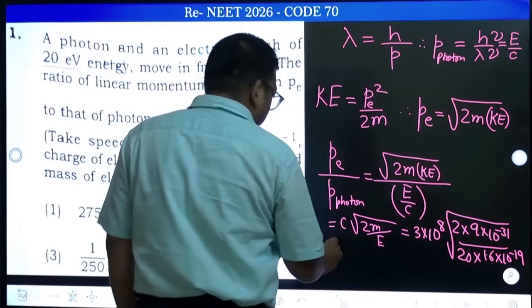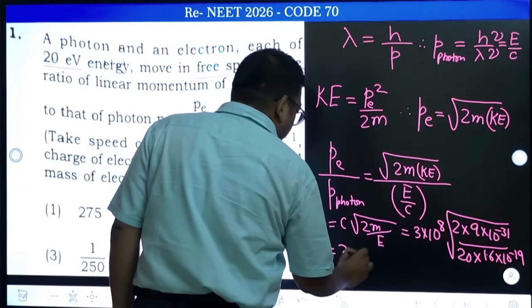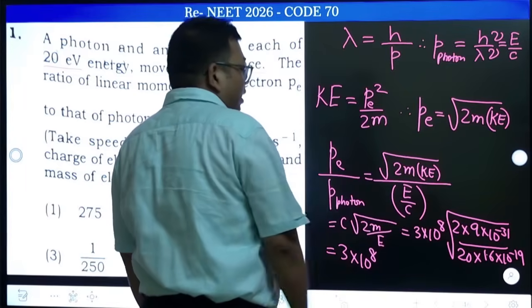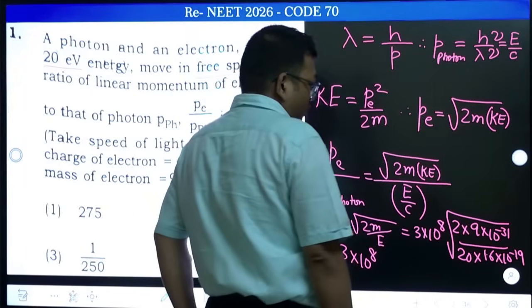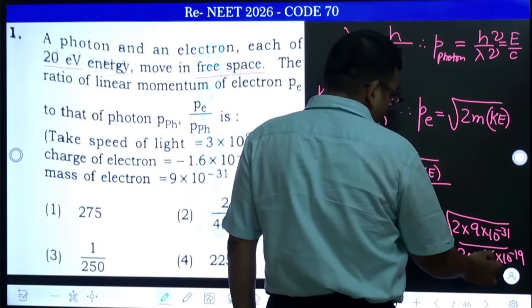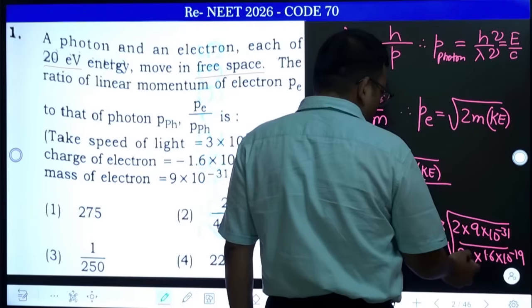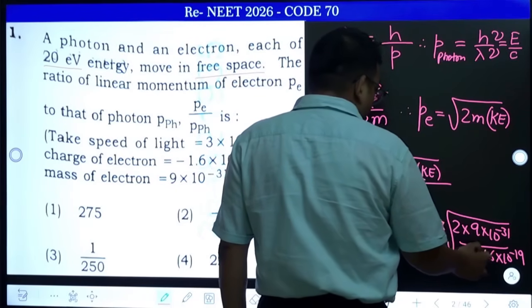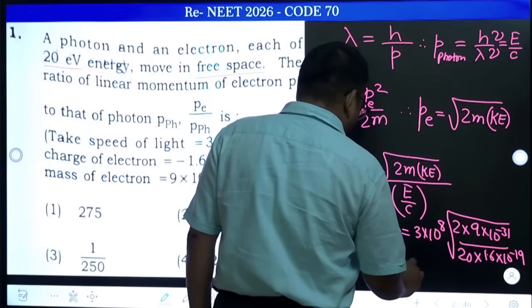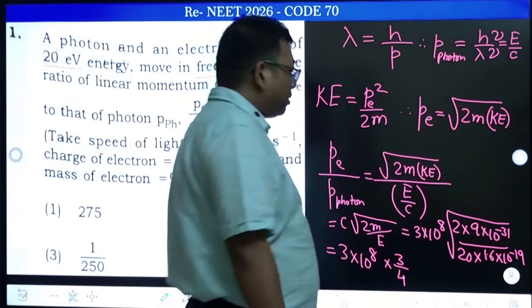Now you check out. So 3 into 10 to the power 8. This root calculation we have to check, right? If I take this 10, this 10, 10 will get cancelled, 2, 2 also will get cancelled. So 9 by 16 means this will come 3 by 4. 3 by 4 definitely will come.